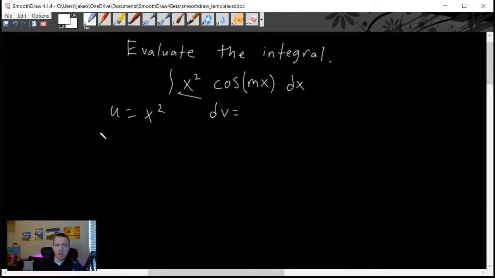But for now, let's go ahead and just say that our u is going to be x squared. Our dv is going to be the cosine mx dx. So then, again, this next step of an integration by parts problem, once you have determined what your u and your dv are, you're just going to find du and v. You just find du by taking the derivative of u. So the derivative of x squared is 2x by the power rule. The antiderivative of cosine of mx dx.